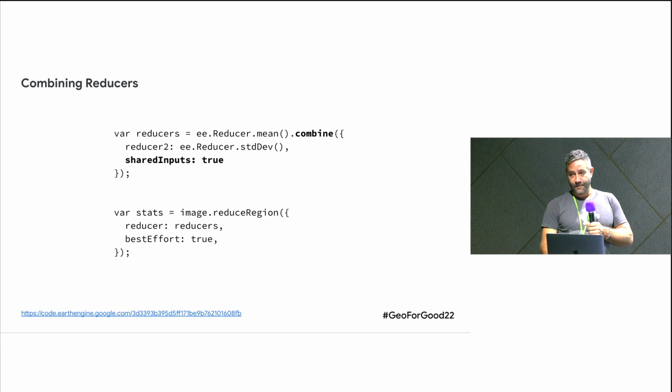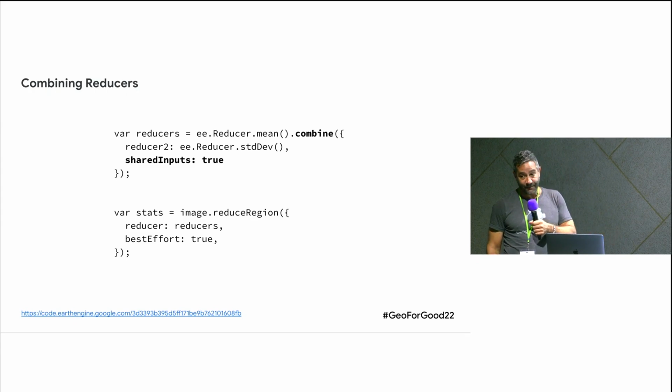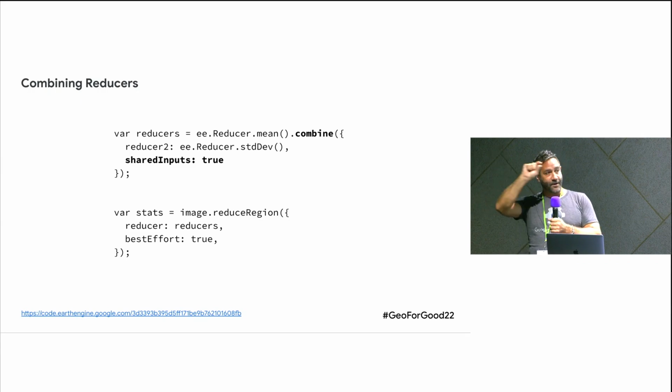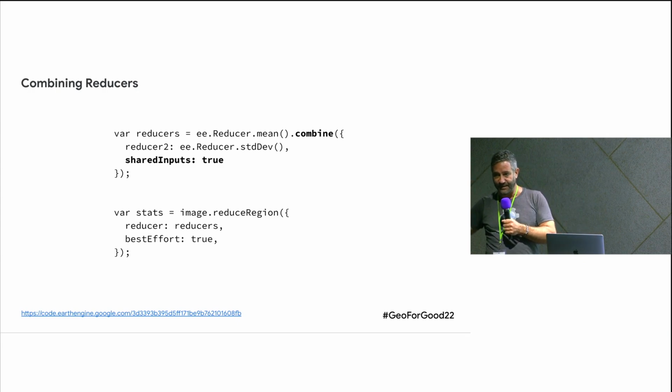And in the end, you have two outputs in your dictionary. Yes, you'll have as many outputs as you have inputs or reducers, and I think what it does is it appends an underscore and then the name of the reducer. So you'll have band 1 underscore mean and band 1 underscore stdDev, for standard deviation, that kind of thing.